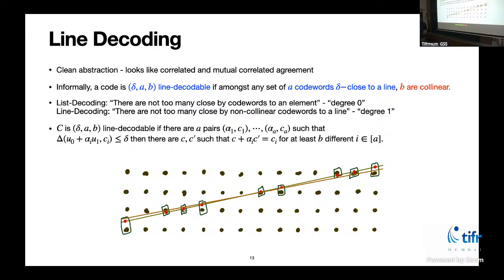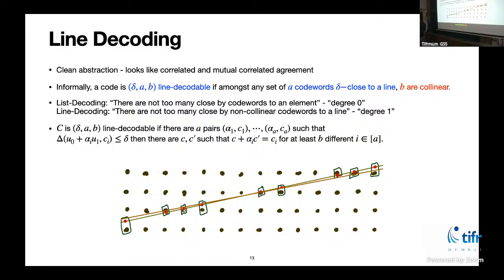So, more formally, a code is (delta, a, b) line decodable if amongst any a pairs (alpha_1, c_1), (alpha_2, c_2), ..., (alpha_a, c_a), such that all of these are close to their respective elements, there are c, c prime such that this forms a line, c plus alpha_i c prime is equal to c_i, for at least b different lines. So this is exactly the informal definition.